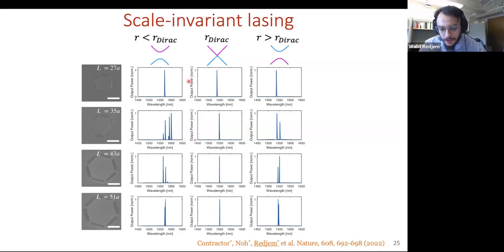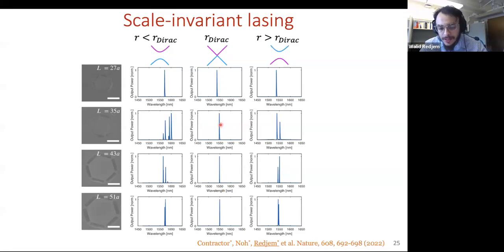For small sizes, we have all single mode, so there is no problem for small size, as I mentioned, because the distance between modes is large enough. But as you increase the size, for R less than R Dirac you get multi-mode, single mode for R Dirac, and again multi-mode for R larger than R Dirac. We also fabricated more sizes, and it stays single mode for all sizes fabricated so far, which is quite remarkable.